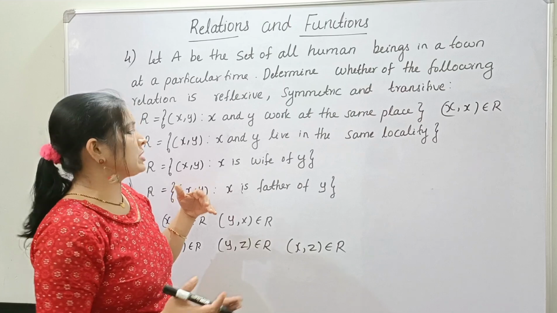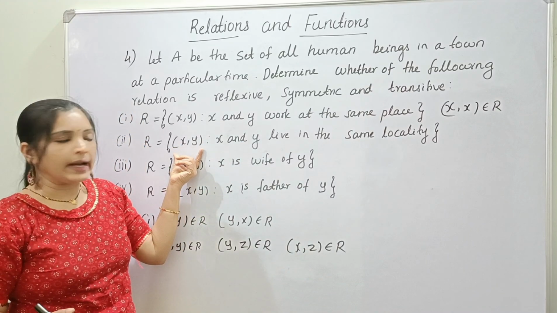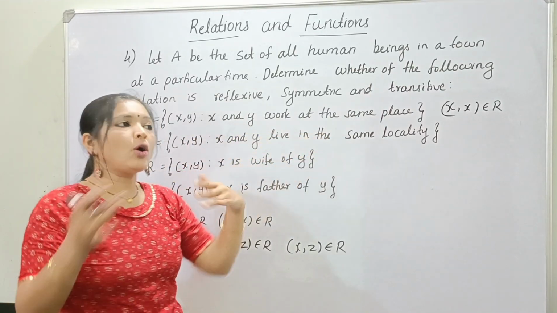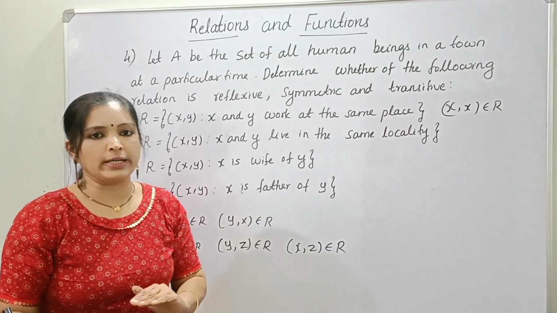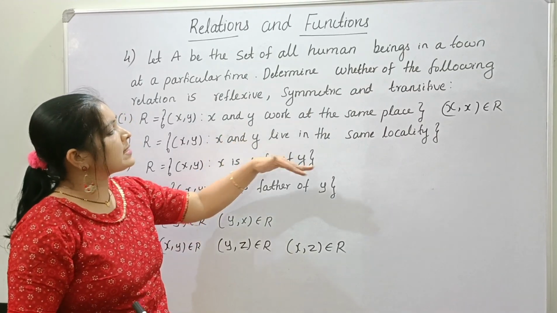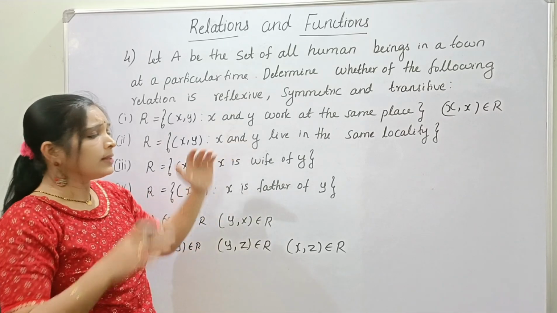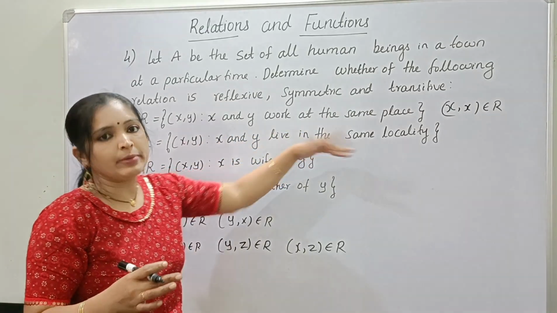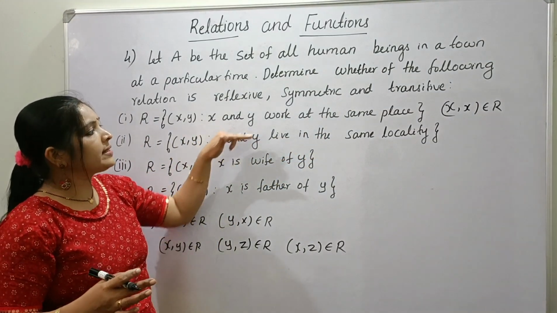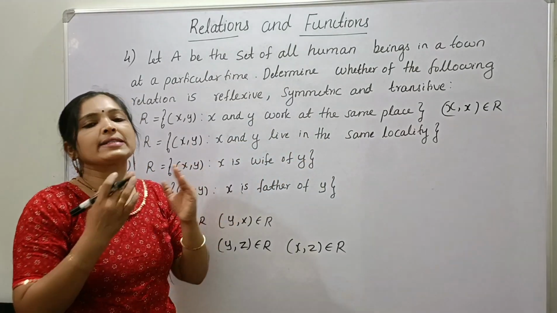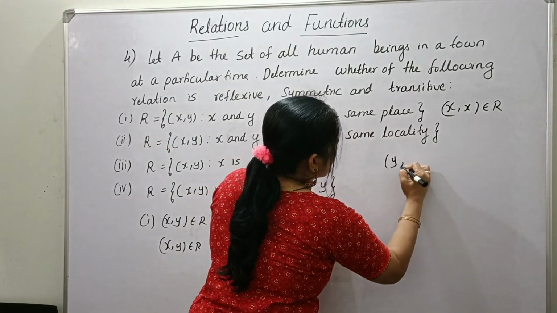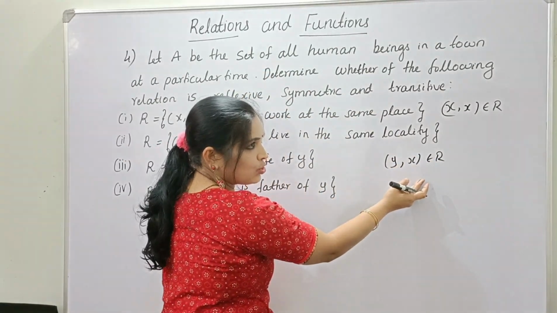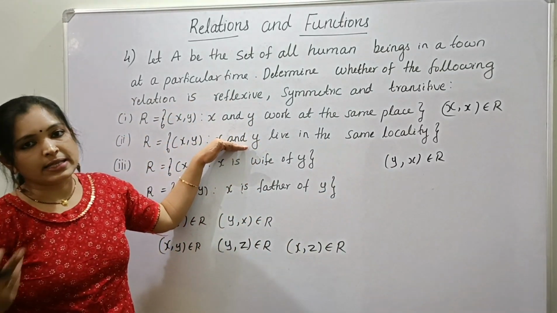And what about symmetric? xy belongs to R means x and y live in the same locality. Now we can say y and x live in the same locality. That means yx belongs to R. So if xy belongs to R, then yx belongs to R. Therefore this relation is symmetric.